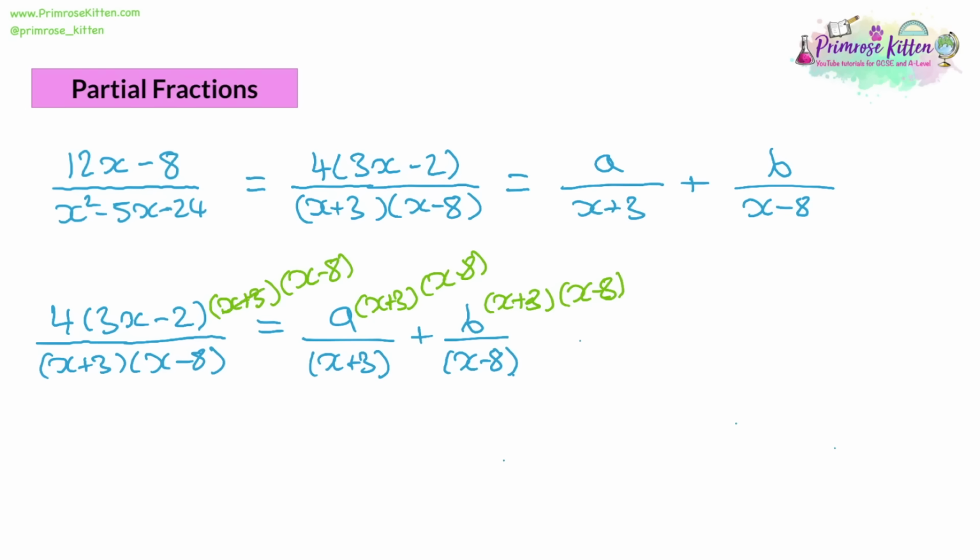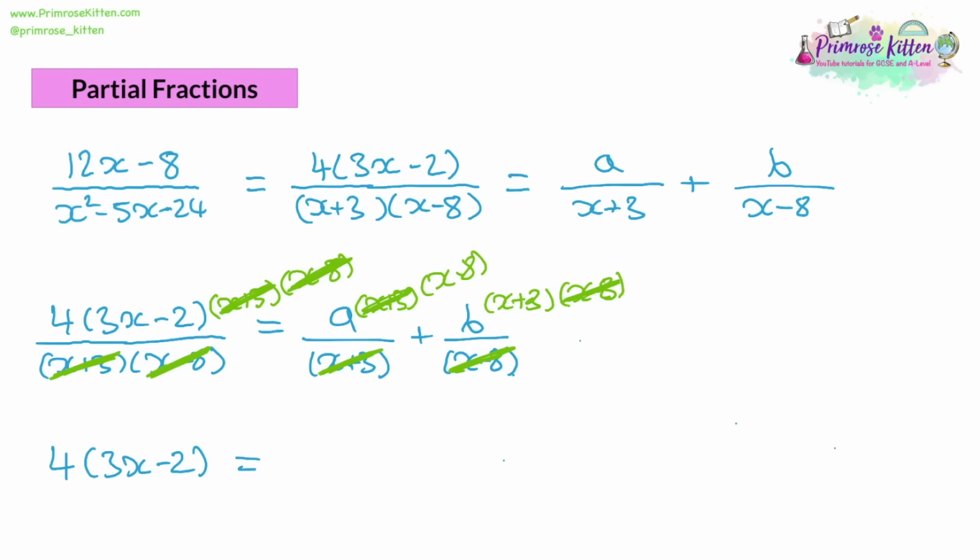We can say, well, x plus 3 divided by x plus 3 is 1. And so they cancel out. When you multiply the numerator by 1, it's going to stay the same. And x minus 8 divided by x minus 8, that will cancel out as well. We do the same thing on the right-hand side. We've got x plus 3 and x plus 3 cancel out, and x minus 8 and x minus 8 cancel out. So only two of the brackets that are multiplied through by are still going to stick around. And what that's going to give us, if we then write this out again, is 4 lots of 3x minus 2. And that's all that's left on the left-hand side.